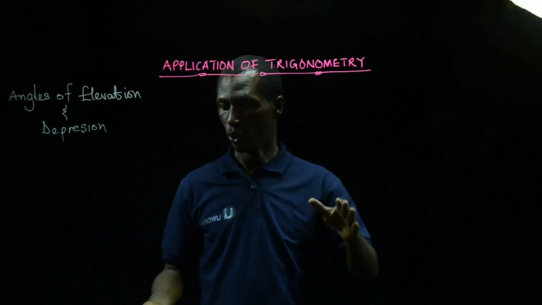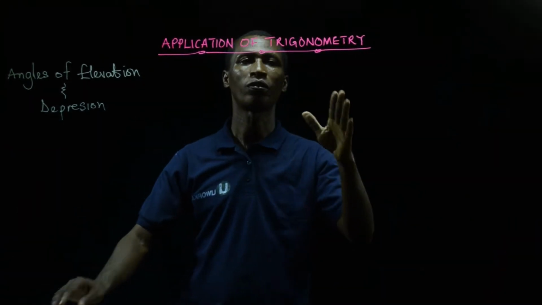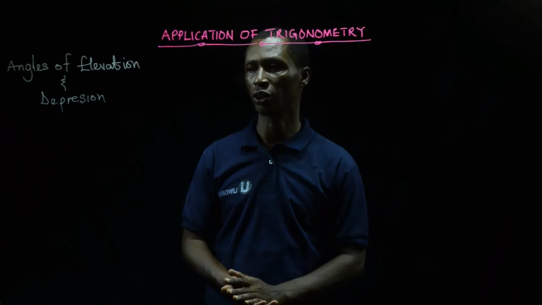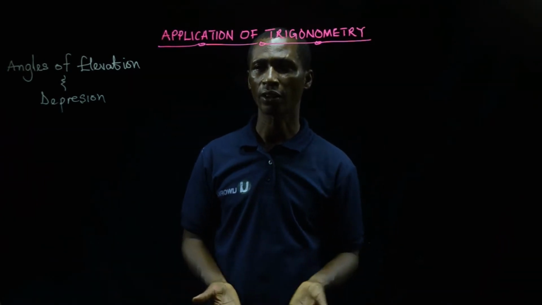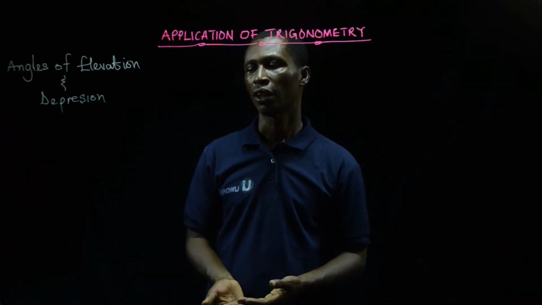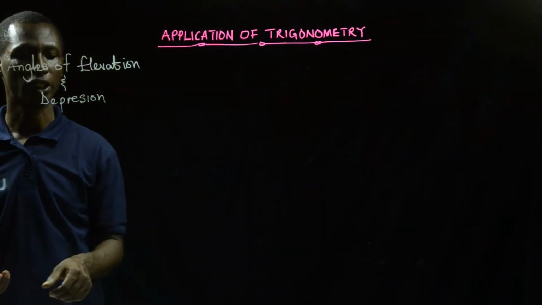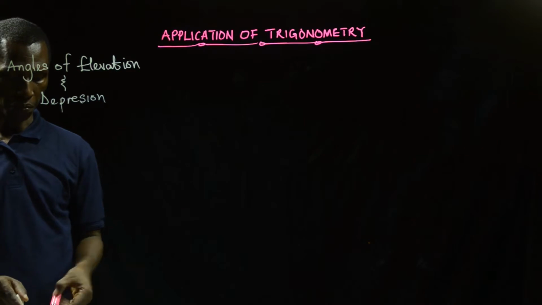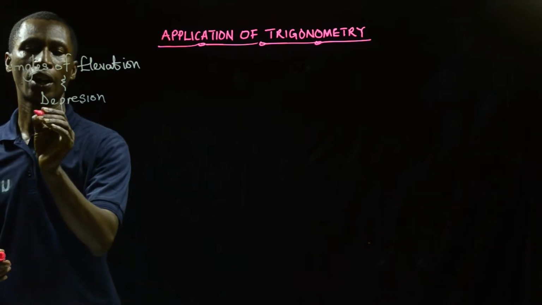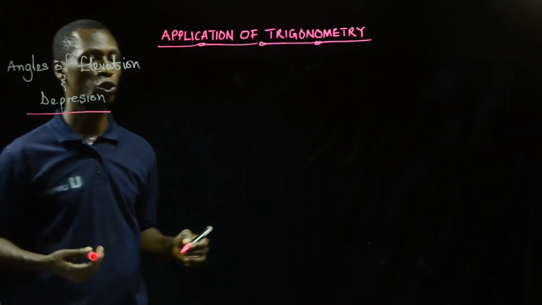So we start with the application of trigonometry, the general trigonometry, whereby part of our angle calculation is 90 degrees. What we are supposed to first know is the angle of elevation and depression. So basically, when we talk of angle of elevation, let's see a demonstration.